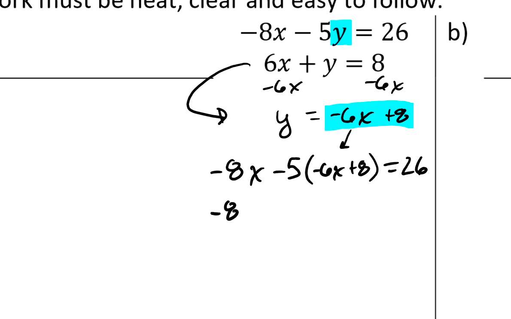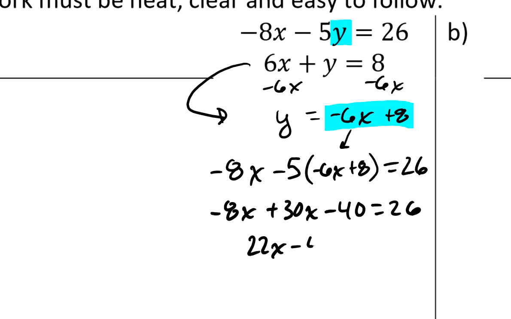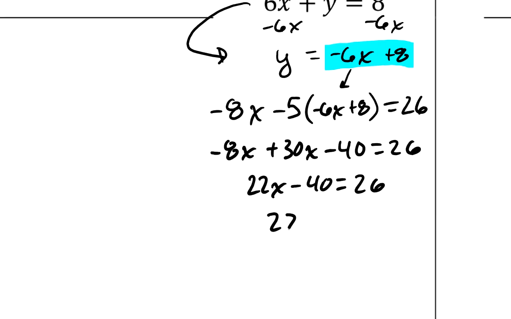So that would make this a negative 8x. It would become plus 30x, and then minus 40 equals 26. So notice how I did distribute this negative 5 to both the negative 6x and the positive 8. Combining like terms now, we have a positive 22x minus 40 equals 26. And if I add 40 to each side, we can see that 22x would equal positive 66.